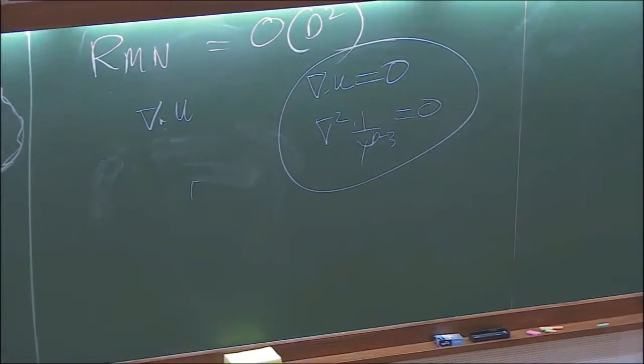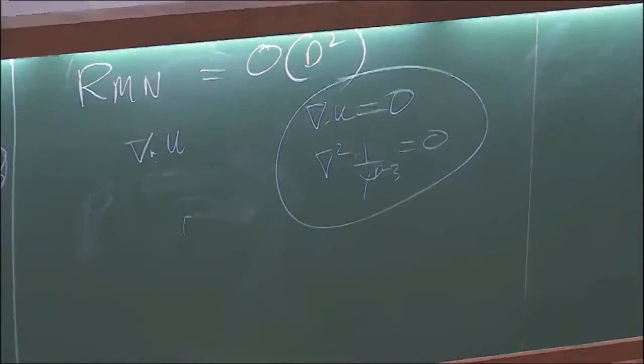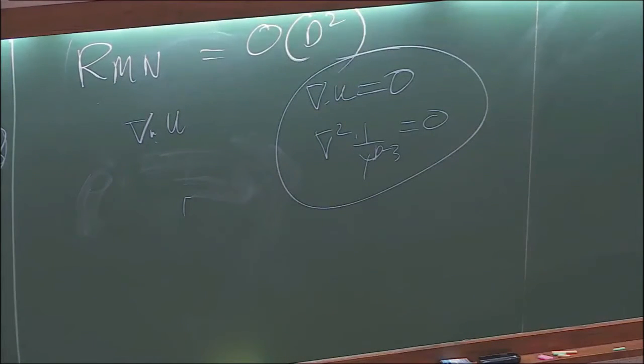Okay, why was I interested in Rmn being 0 at order d squared? Why I'm interested in this is because I'm interested in perturbation theory. I'm trying to find a solution of Einstein's equation in a 1 over d expansion. And the key point about perturbation theory is the following. In trivial examples of perturbation theory, the starting point is obvious, and then you run the machinery. In non-trivial examples of perturbation theory, all of the intuition goes into finding the starting point.